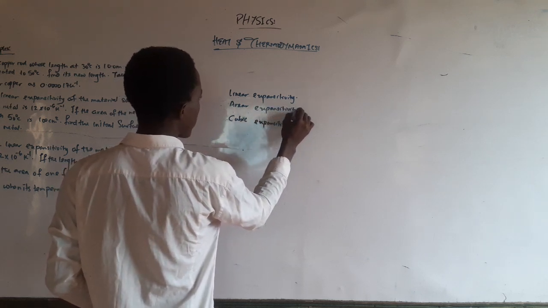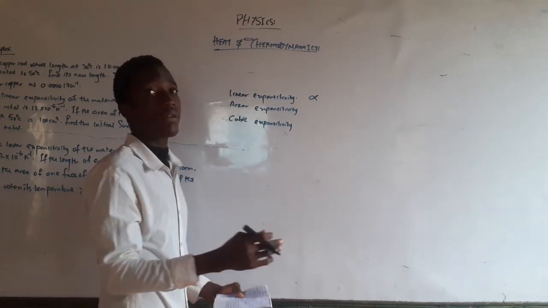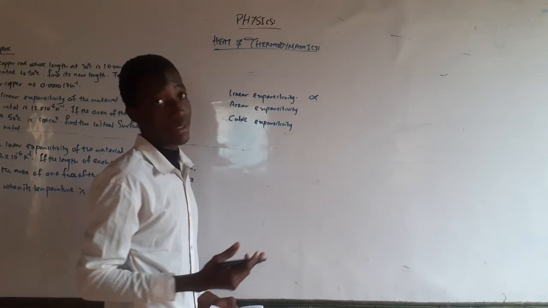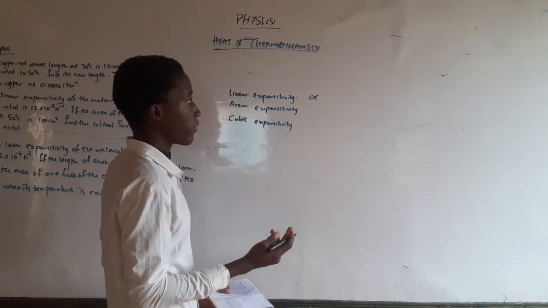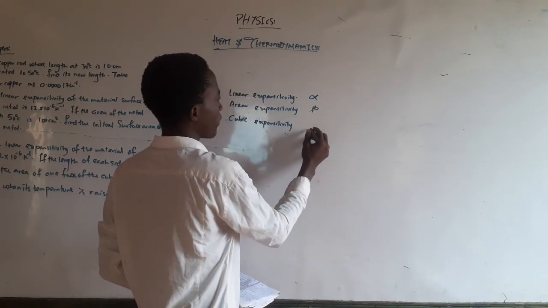Expansivity. Linear expansivity is given by alpha. Area expansivity, I call it beta. Do you understand? It's kind of given. Let's call it beta. And this one is given as gamma.